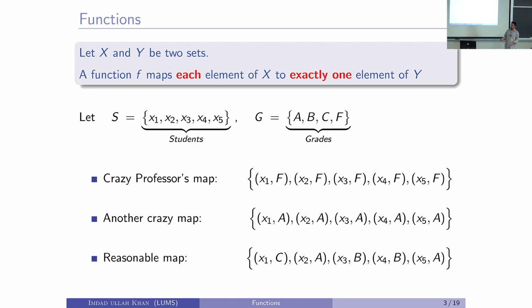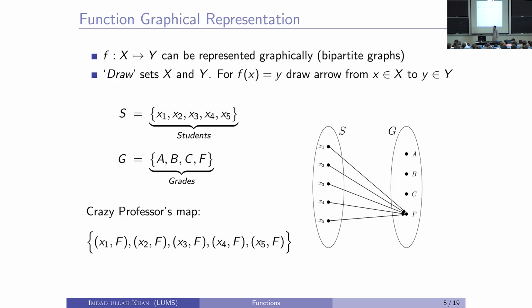Okay, so how can we represent functions? One way is to give you the list of ordered pairs, the element and its mapping, where it is mapped. The other one is to draw what's called a bipartite graph. I'll write on one side all elements of X, in this case the set S, and I'll draw all elements of the set G, and if an element is mapped to another element of Y, I'll draw a directed line, or an arrow, between them.